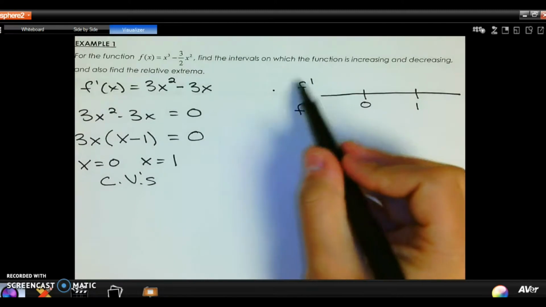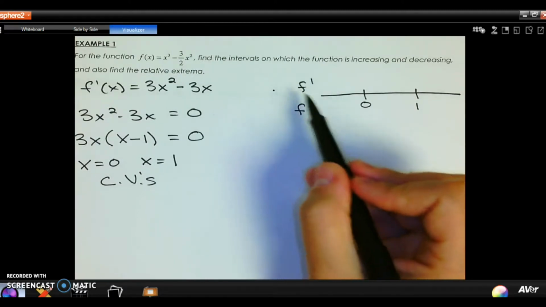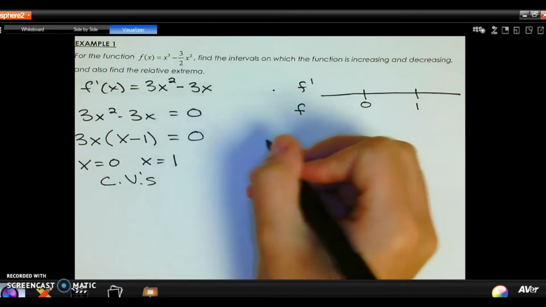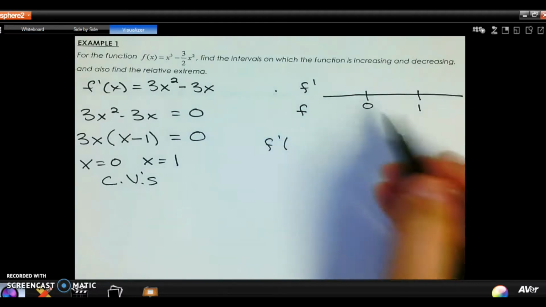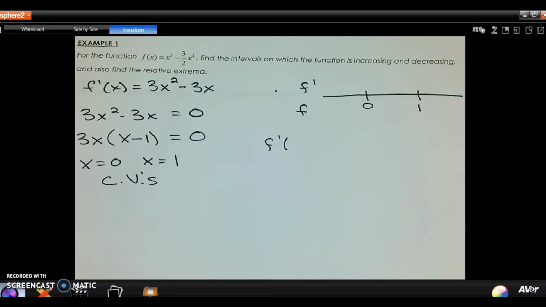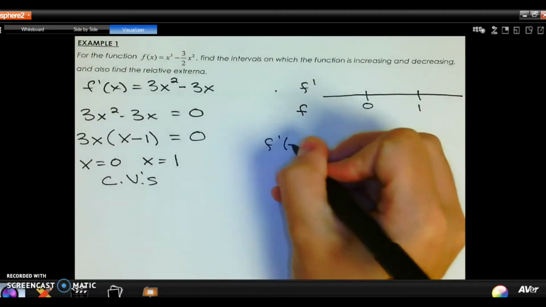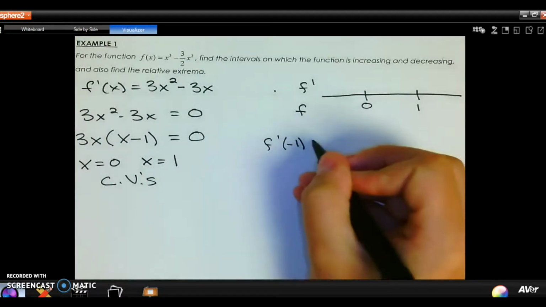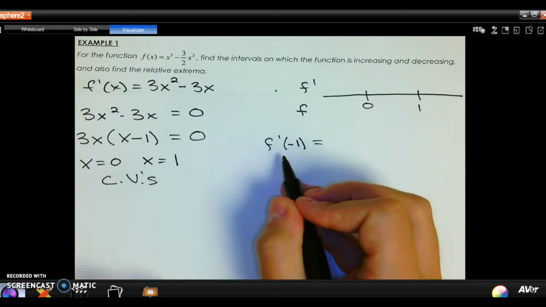So I'm going to plug into the derivative. That's why I write this down, because I'm saying, okay, I'm plugging into the derivative. So I'm going to say f prime, and I pick a number to the left of 0. I'm not going to pick something like negative 0.73. I'm going to pick a nice number that I can plug in. I picked negative 1. So I plug negative 1 into the derivative.